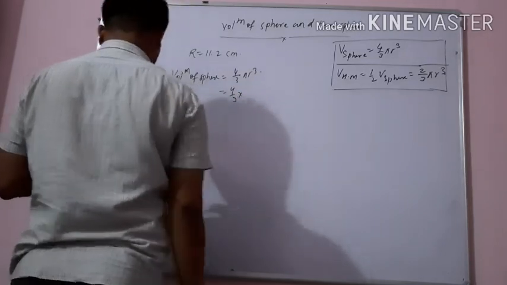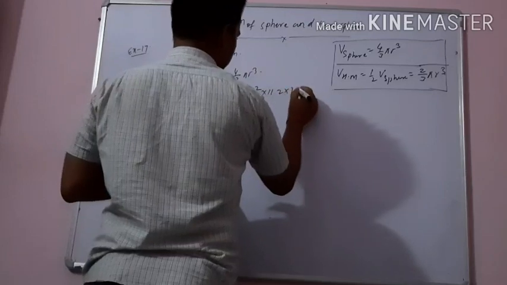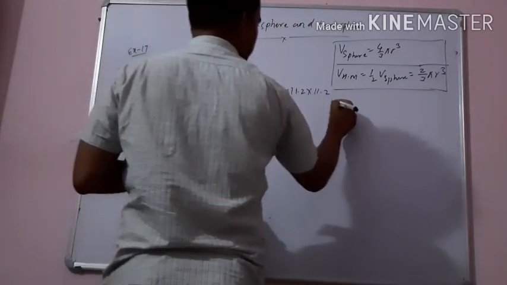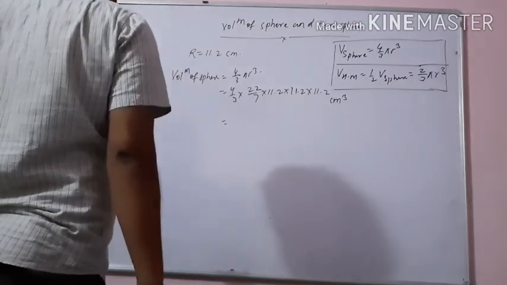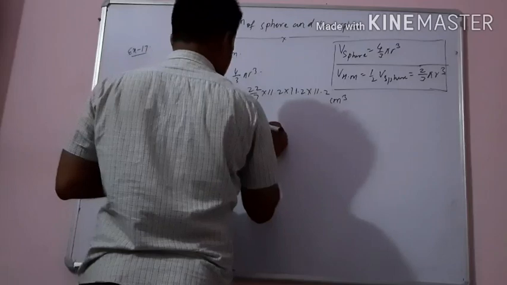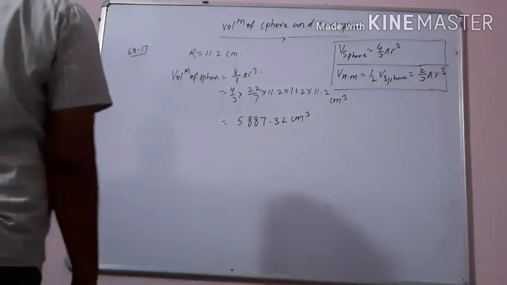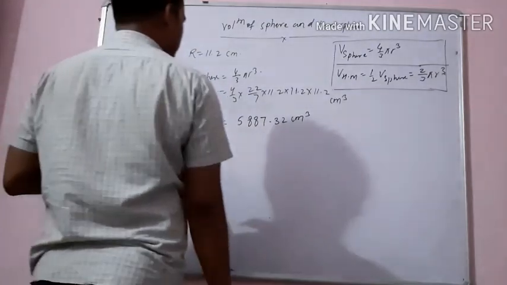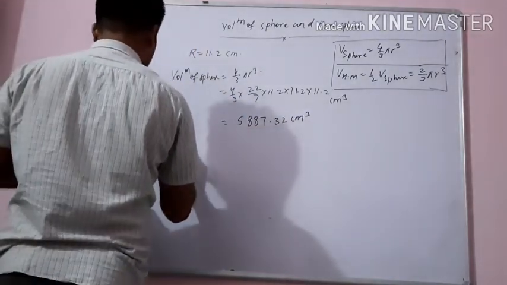4/3 multiply 22/7 multiply 11.2 multiply 11.2 multiply 11.2, and what will be the unit? Centimeter cube. When you do the calculation, you will get 5887.32 centimeter cube. So the solution of example number 17 is 5887.32 centimeter cube.